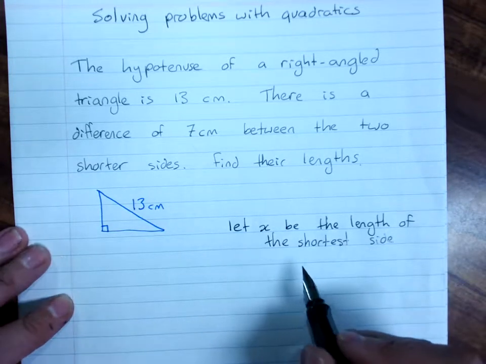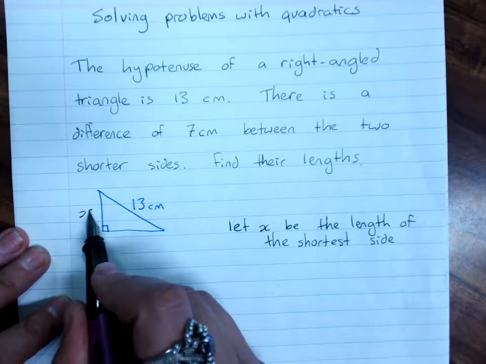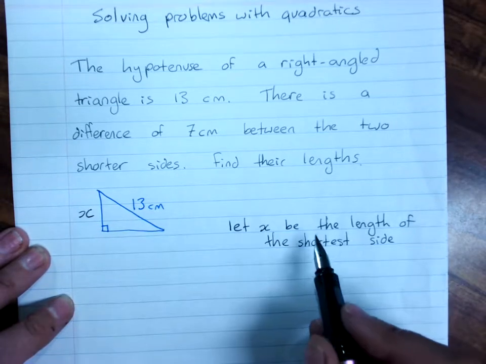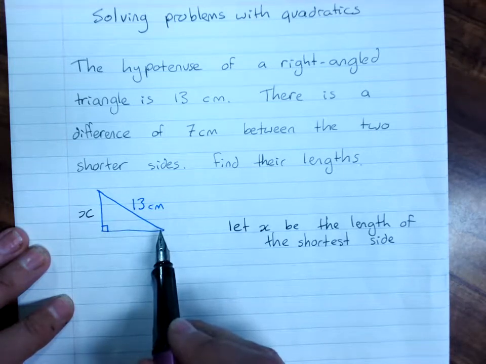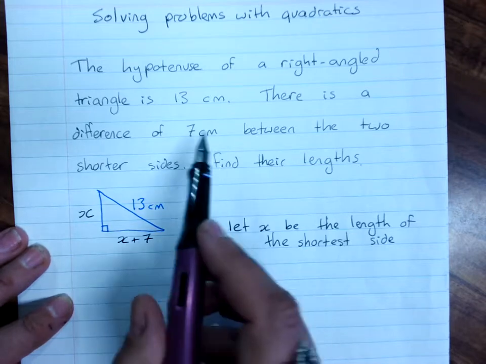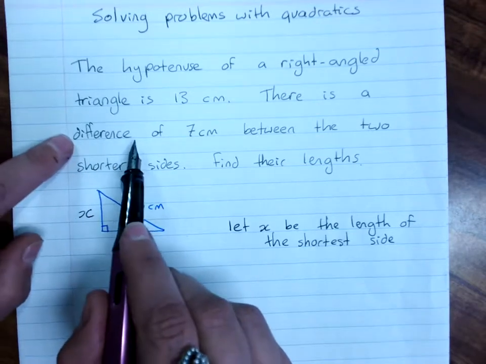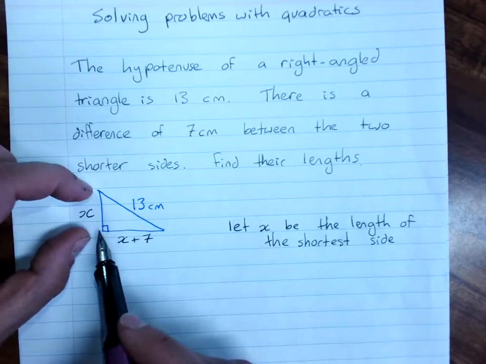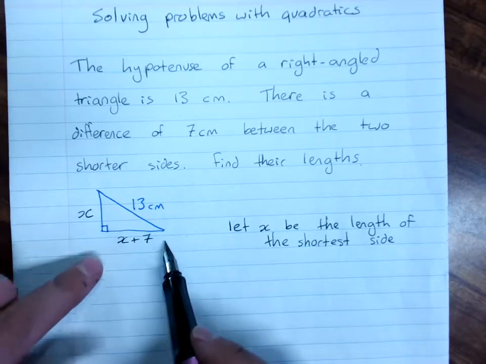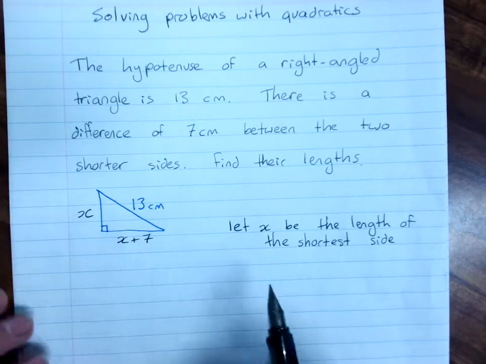It's important to say which side, the shortest or the longer side, because that means I know that this one is longer, so this one is x plus 7. The difference of 7 we'd expect to see as minus, but because I went for the shortest side, I've got x plus 7. If I'd let x be the longer side, this would be x minus 7.